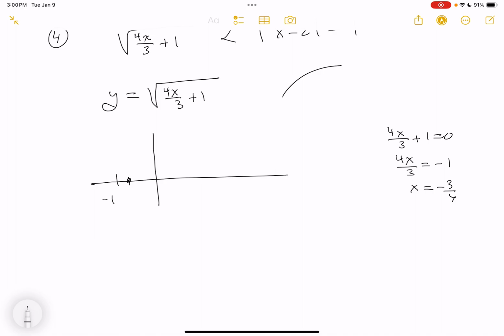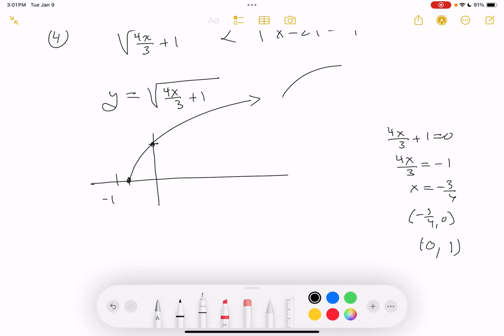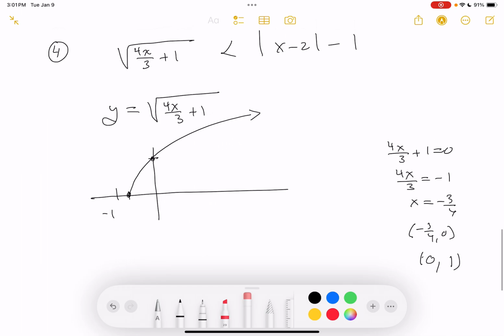And then I know there's a point over here, and again, that x-intercept is going to be minus 3/4, comma 0. The y-intercept is pretty easy, by the way. You get 0, and then you get a 1. So I'll put this over here, and I'm going to say this graph looks sort of like this over here. All right? Let me get my eraser out and erase some of the extra marks over here. All right? So the next thing I want to do is graph out that absolute value function.